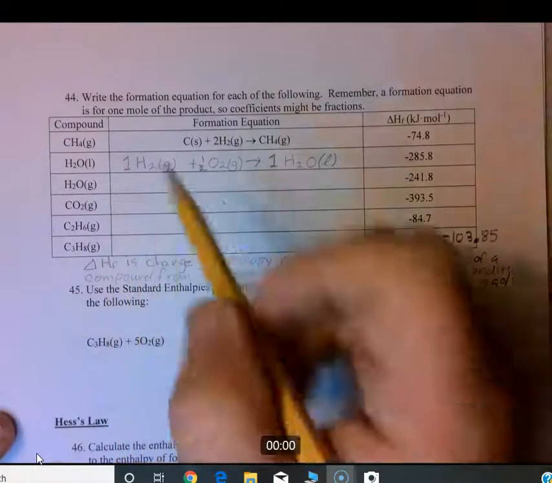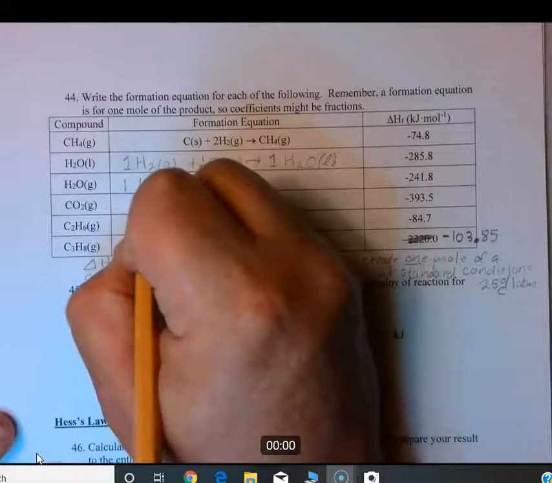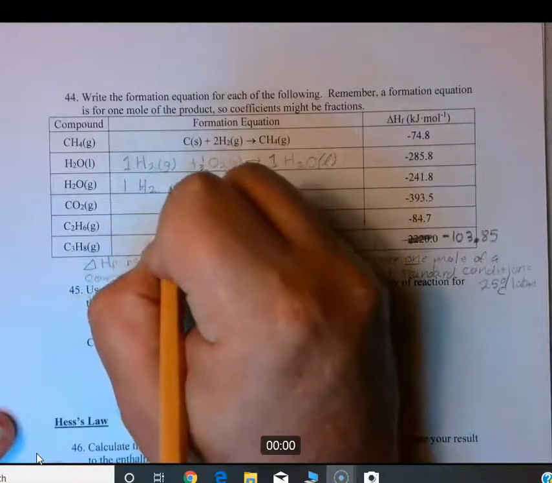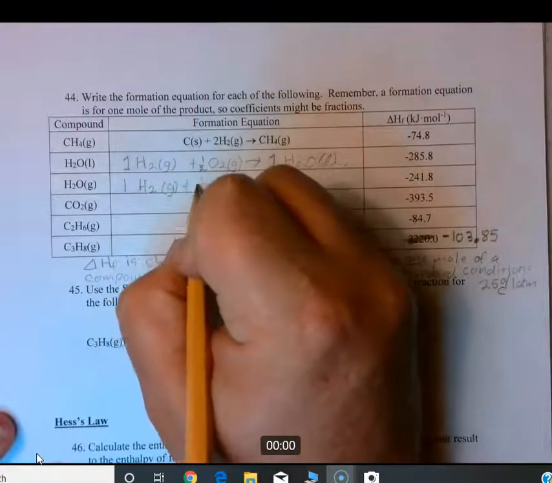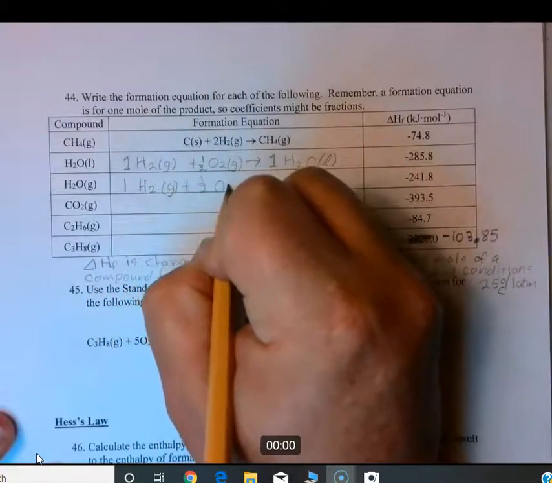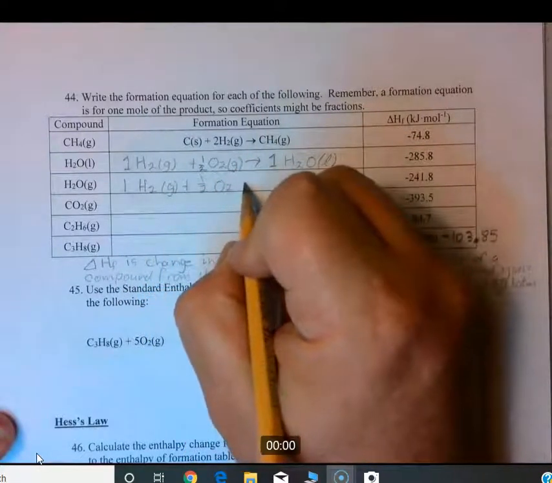All right, same thing for gas. And I'm going to make my 1s in a simpler form. So it's still H2 gas plus 1/2 O2 gas, because those are the most stable forms of those elemental molecules.